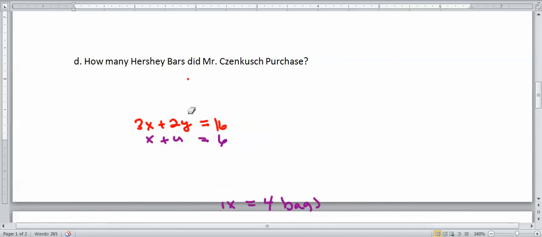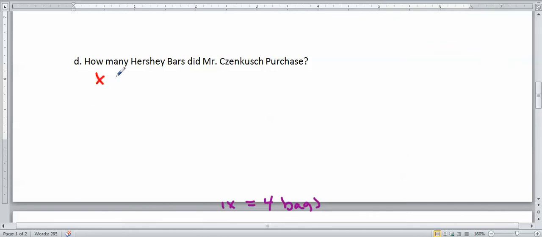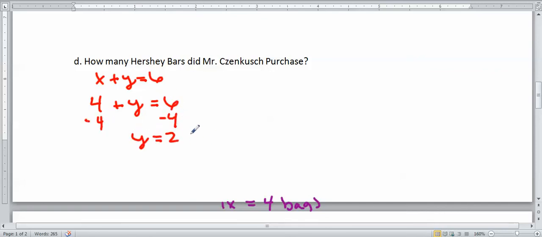And I'm going to pick one of these two equations to plug that into, and I like x plus y equals 6 better because it's a lot easier to work with. Okay, so I'm going to keep my x plus y equals 6 in order to figure out how many Hershey bars I purchased. So I'm going to plug in that x equals 4. So I got 4 plus y is equal to 6. Then I'm going to subtract the 4 from both sides. So y is equal to 2. So we got 2 bags of Hershey's and 4 bags of M&Ms.